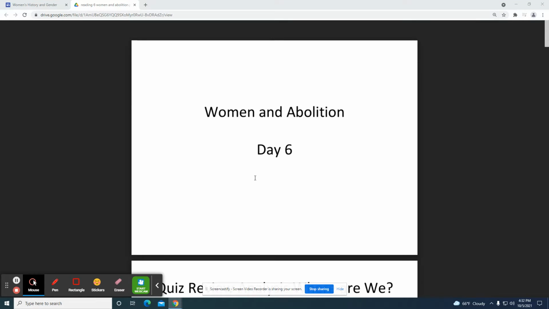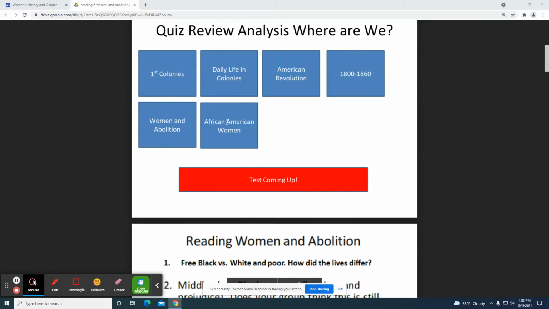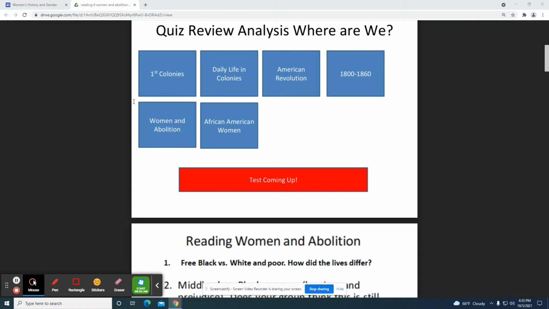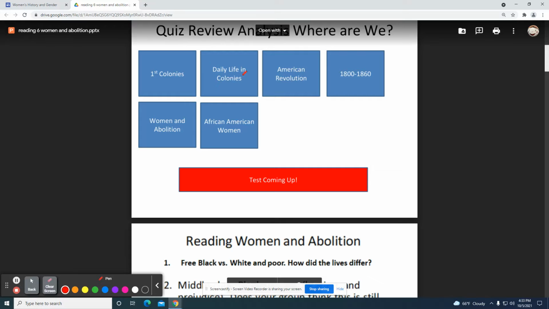Topic here is Women in Abolition, Reading 6. So just to recap, here you see a list of the readings that were addressed in class, and we do have a quiz that is coming up. So we want to have some understanding of some of the readings. For example, the American Revolution introduced you to the blood tax. It looked at the end of the American Revolution, the issue with Abigail Adams, the creation of a new country, new nation. Let's see what else.